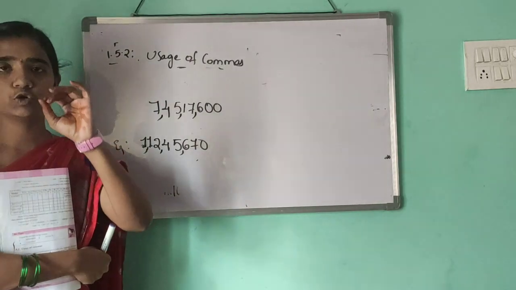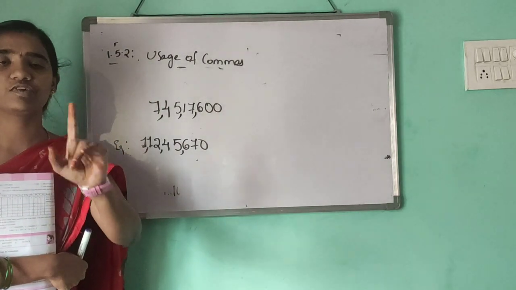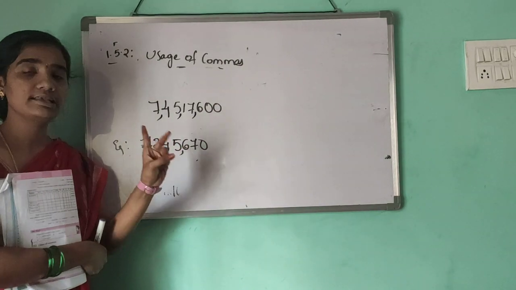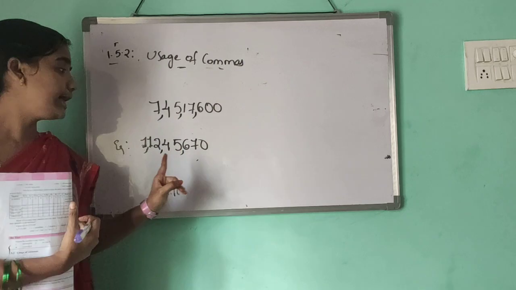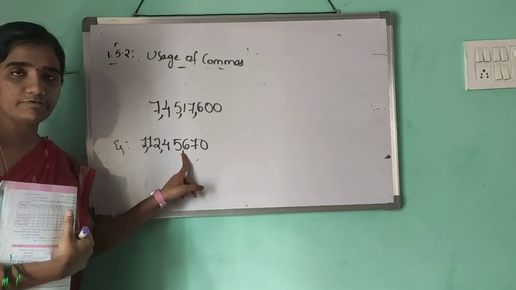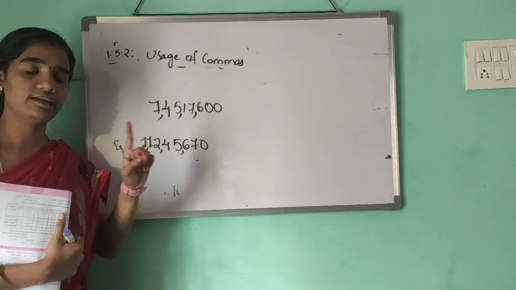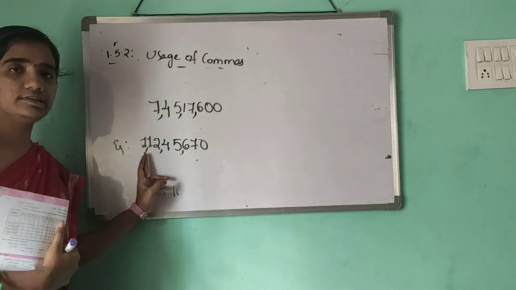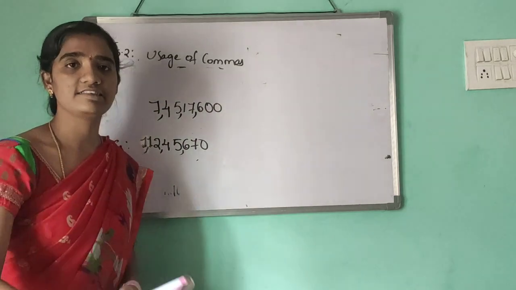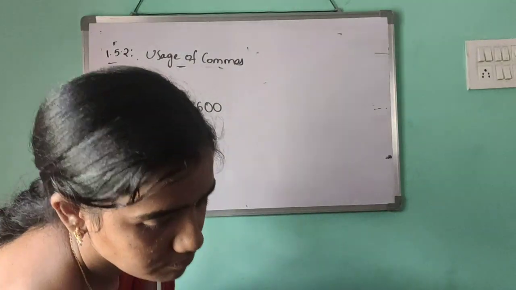In the Indian numeration system, put the commas like this. The first comma starts at the hundreds place. The second starts at the 10,000 place. The third starts at the 10 lakhs place. The first comma comes after 3 digits. The next comma comes after 2 digits. The third comma is also after 2 digits. This is the Indian system of numeration.